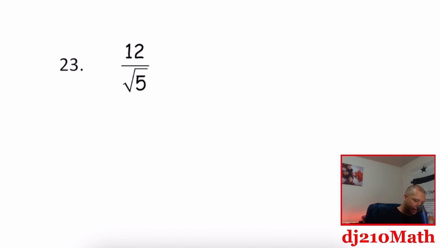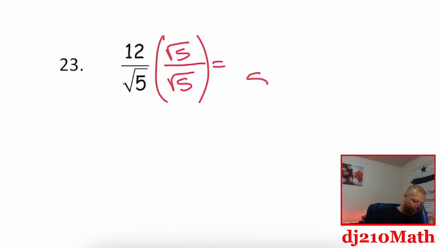Hopefully you can see the pattern. What number am I going to use? Exactly. Root 5. So the bottom's easy. Root 5 times root 5 is just 5. Top, 12 root 5.